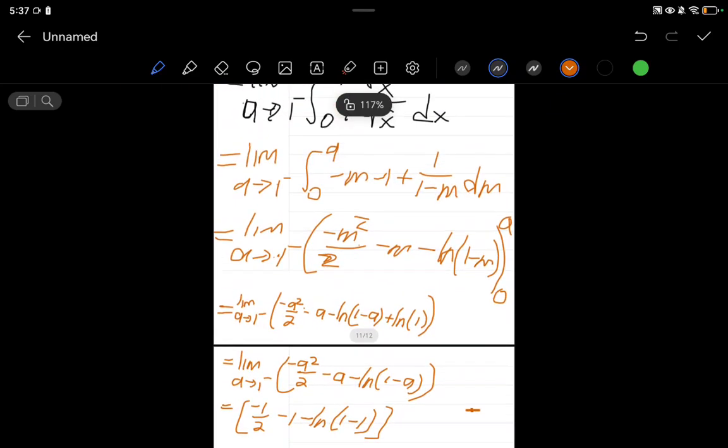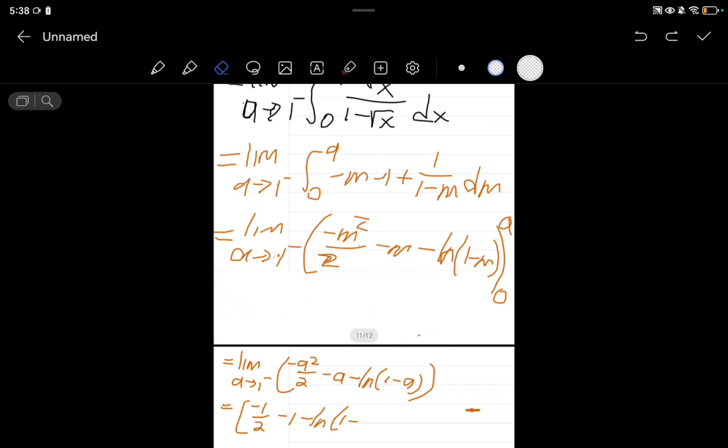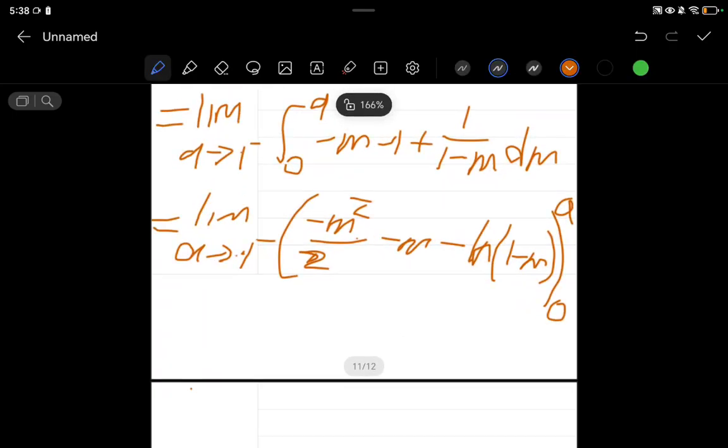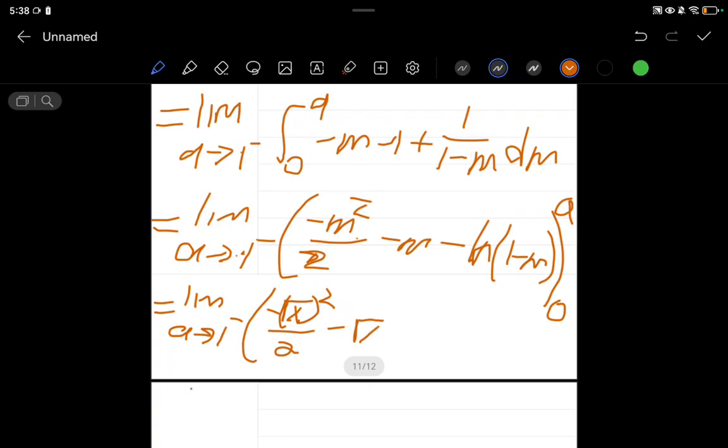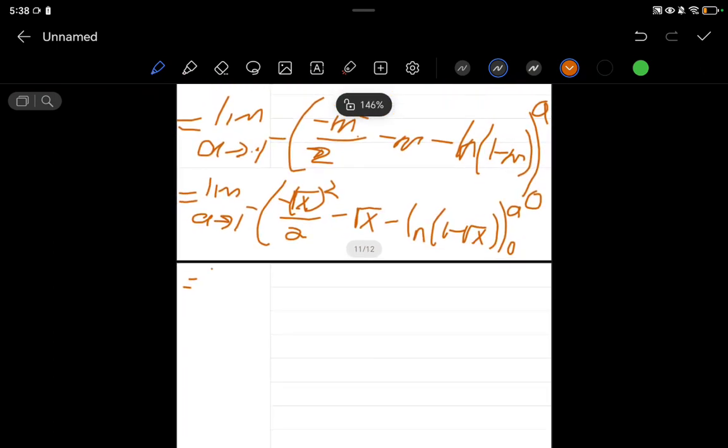I'm supposed to substitute back my m, our m, before I substitute these values. Yeah, I'm supposed to substitute because we didn't change the intervals, right? We're using this one of not changing the intervals. I didn't substitute back my m. Our m is the root of x. I forgot to take it back. If you don't substitute, we'll get wrong answers. Then this will be minus root of x squared over 2 minus root of x minus ln of 1 minus root of x, from 0 to a. Don't forget this, guys. If you didn't change the intervals, don't forget to plug back.